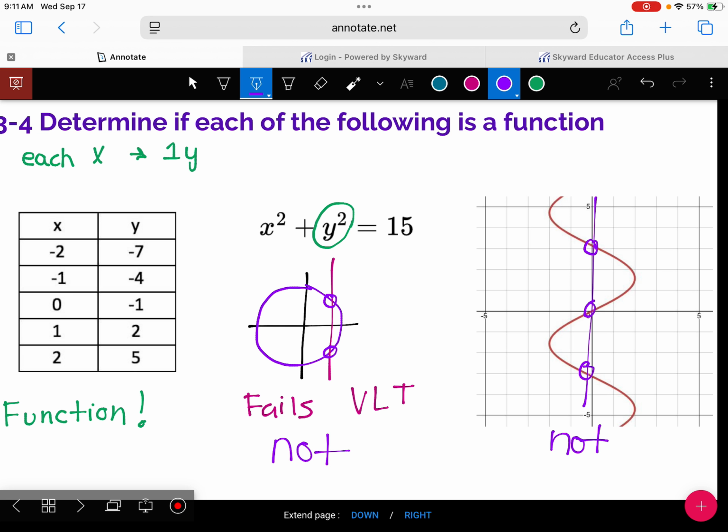Functions will have each x go to only one answer. So if it was just that part, this part would be a function if the rest of this graph didn't exist, because then each x went to only one y. It's the repeatingness of it that causes our problems. Okay, get it.